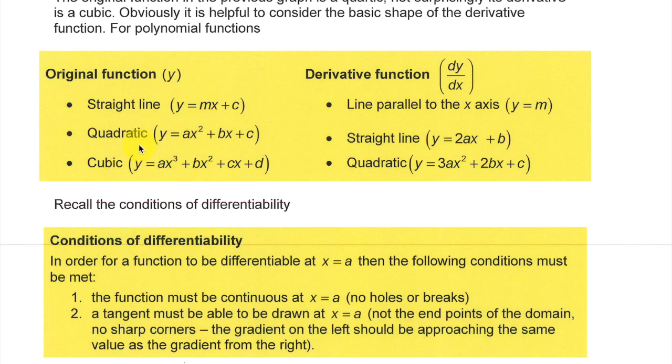Here we've just got a reminder about the original graph and then what its derivative would look like. So a straight line, y equals mx plus c. If we take the derivative of that, we'll get y equaling m, and that will be a horizontal straight line that runs parallel with the x-axis. It'll have no gradient itself. A quadratic will become a linear, and a cubic will become a quadratic.